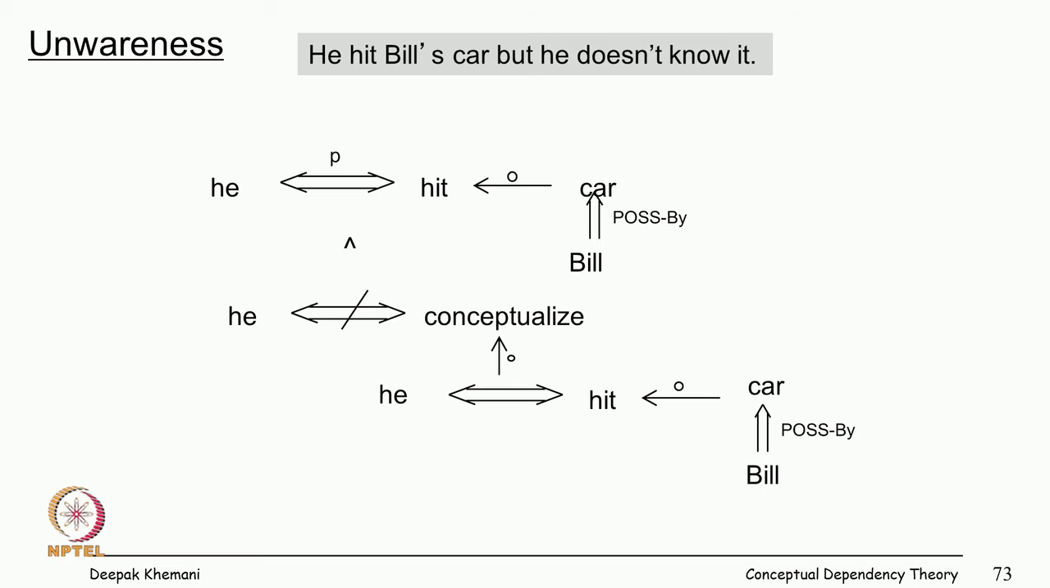So, if he said something like he hit Bill's car, but he does not know it, then the first part of the conceptualization is saying that he in the past hit the car which was possessed by Bill. The second part says that he does not know that he hit the car which was possessed by Bill essentially.